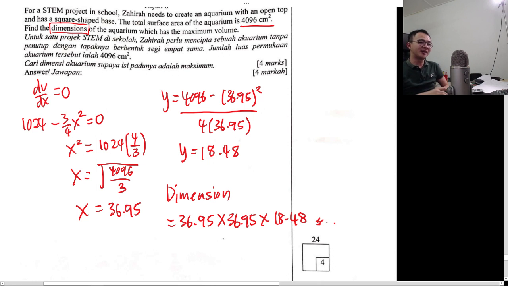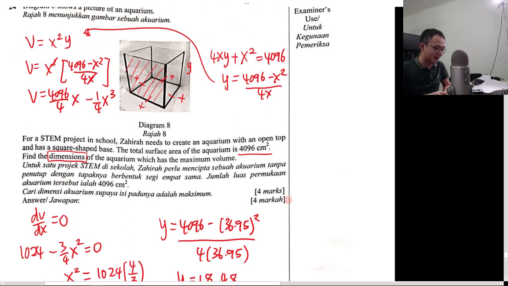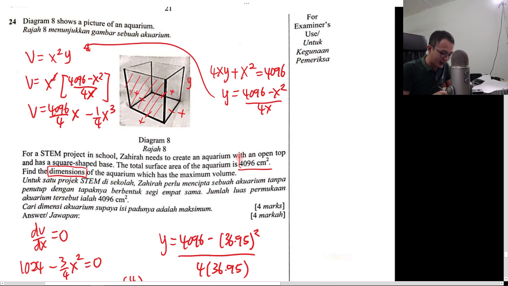The first thing is you need to understand how to use the area formula, because the area formula is just to help you make y the subject. When you find the volume, you will have the y and x here. You can't differentiate if you have two unknowns. So therefore, you need to sub the y back into the volume equation.